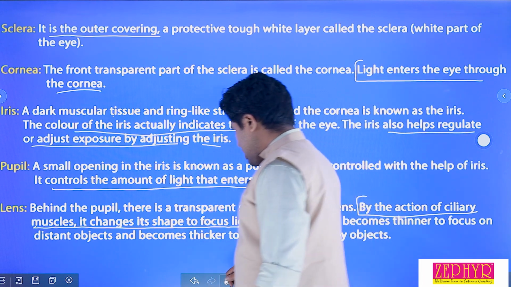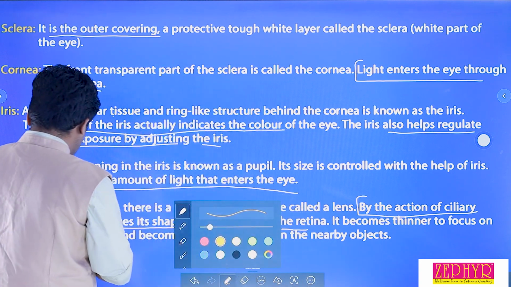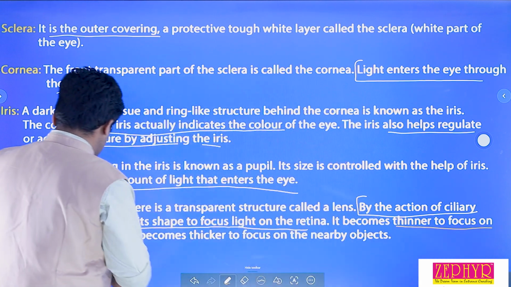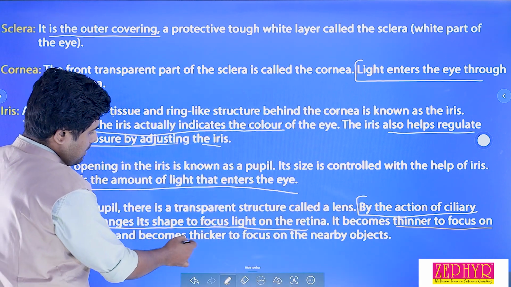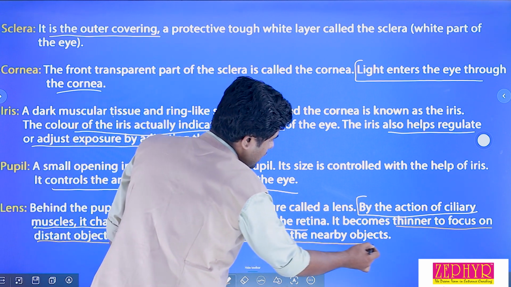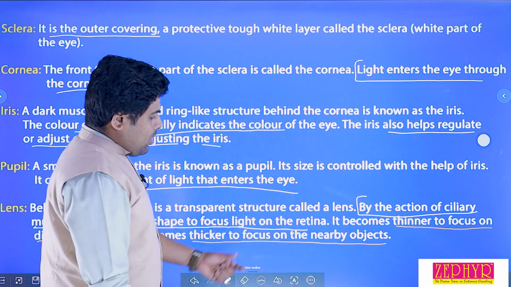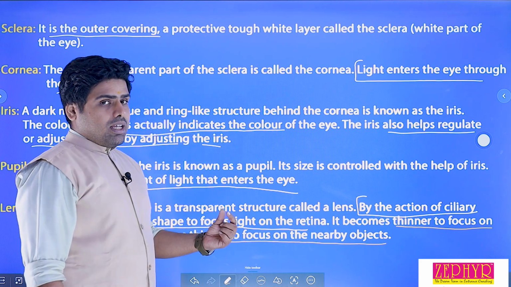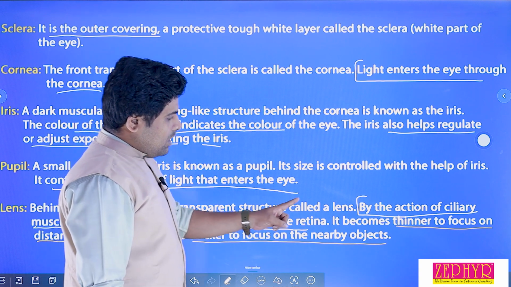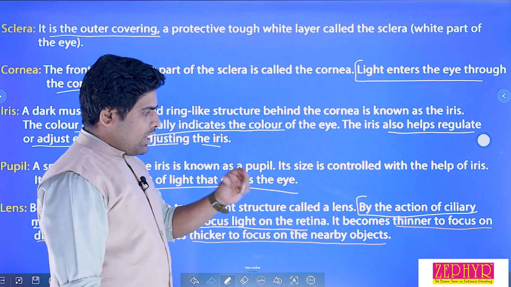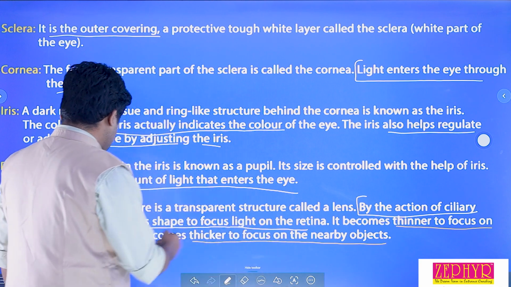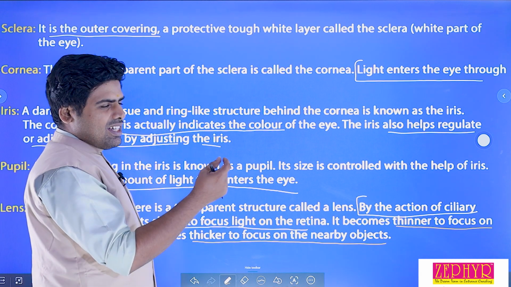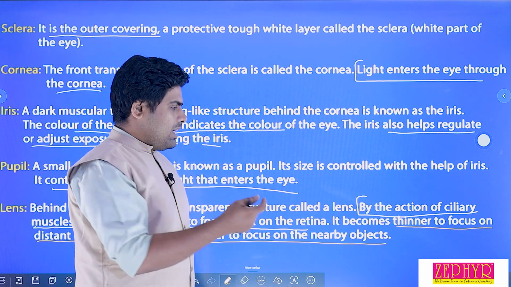Another important point related to the lens: it becomes thinner to focus on distant objects and becomes thicker to focus on nearby objects. For focusing nearby objects, the thickness of the eye lens becomes high. If we observe a distant object, at that moment our lens thickness is comparatively very small. That means it is thinner.